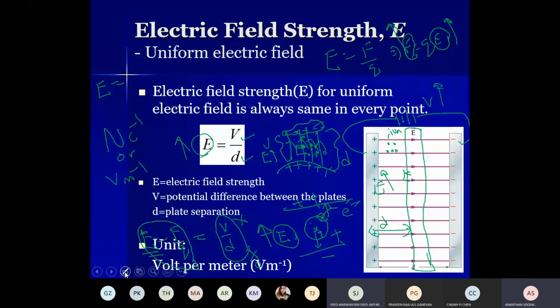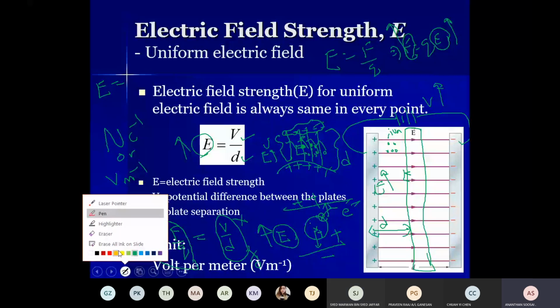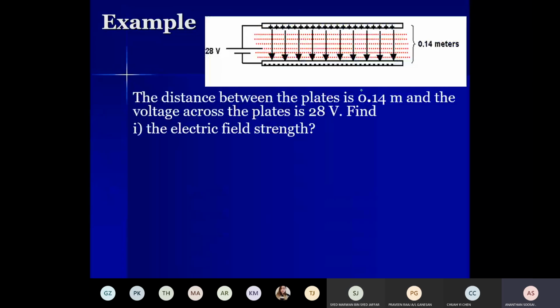Okay, any questions? Okay, so now we go for an example. You see there is a parallel plate, horizontal. The field line is from positive to negative. 28 volts was applied, and the plates are separated by 0.14 meters. The first question: what is the electric field strength produced by the electric field?